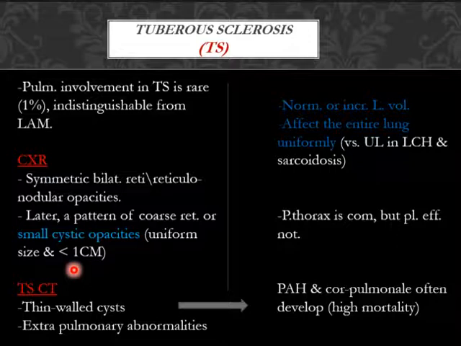They are about 2 millimeters to 20 millimeters in lymphangioleiomyomatosis, while in tuberous sclerosis, they are less than 1 centimeter, less than 10 millimeters, and of the same size. On the CT, we see small thin-walled cysts with extrapulmonary abnormality, as tuberous sclerosis is a multisystemic disease. Again, it may lead to pulmonary arterial hypertension in the late stage.